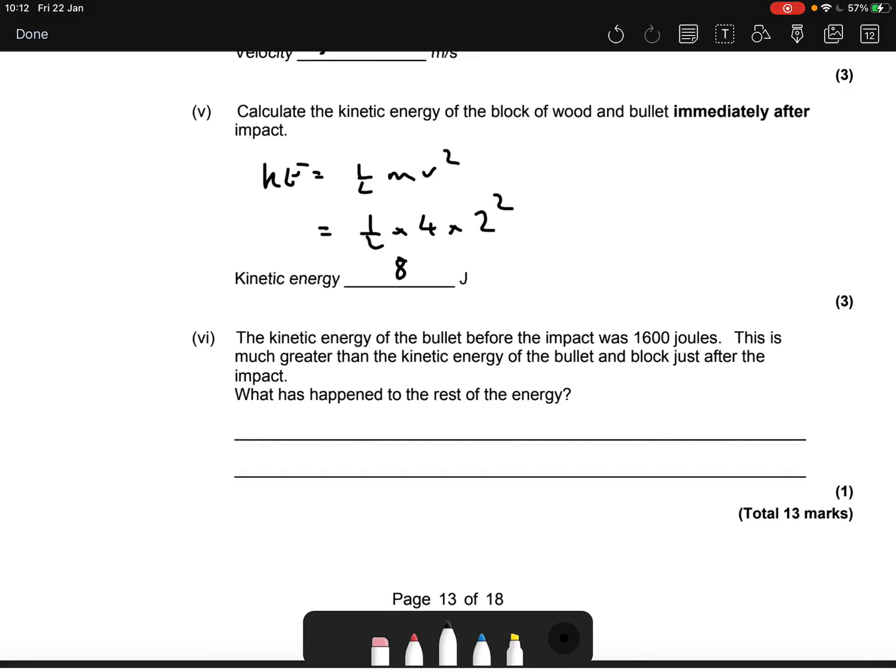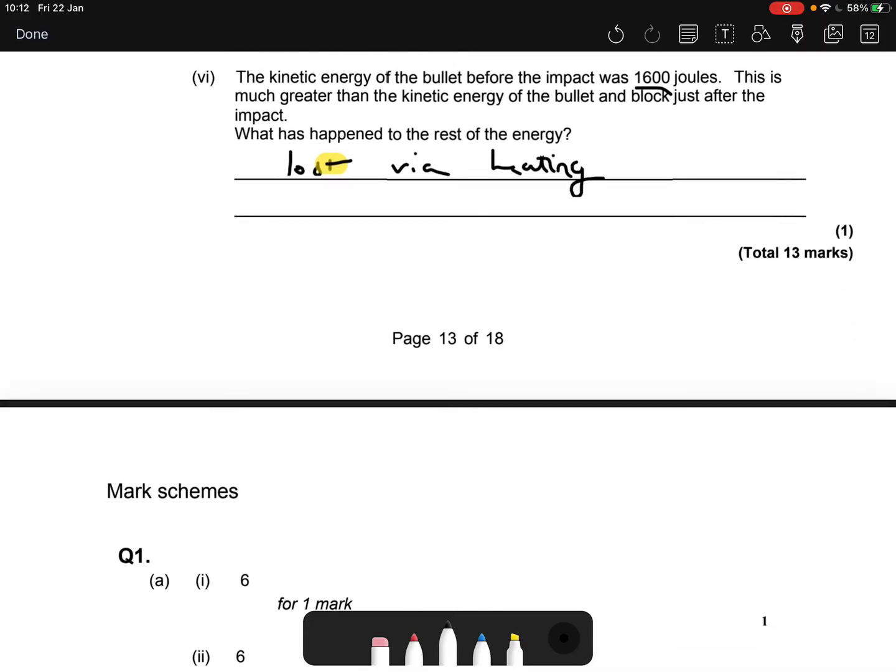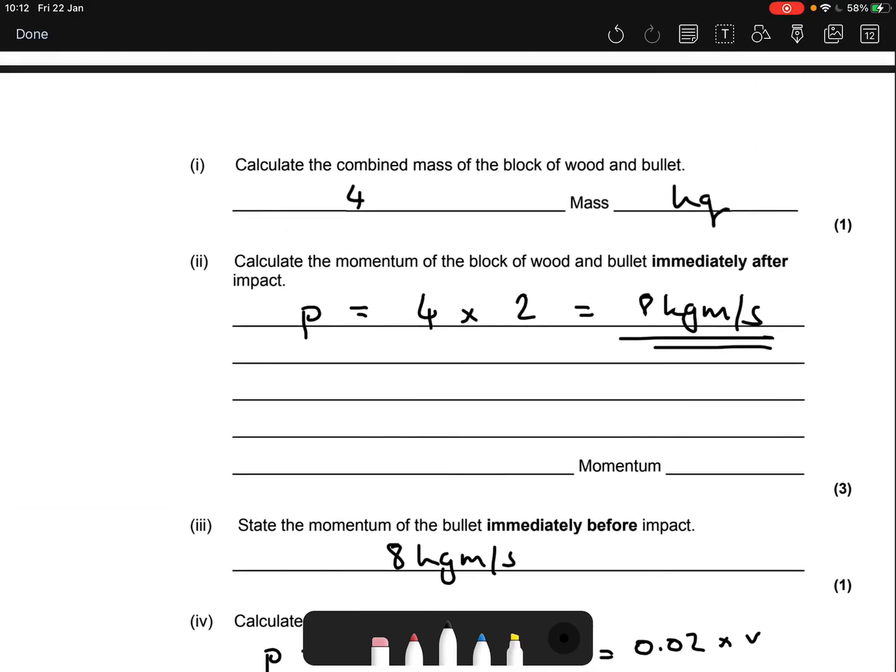What has happened to the rest of the energy? That's been lost via heating. So a lot of energy is lost. 1,592 joules of energy has been lost via heat, or by deforming the bullet and pushing the wood out of the way. So that's how we solve those problems.